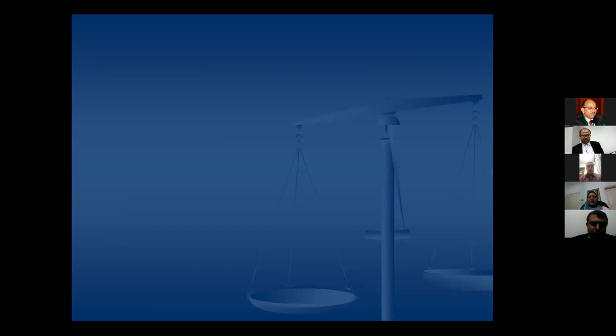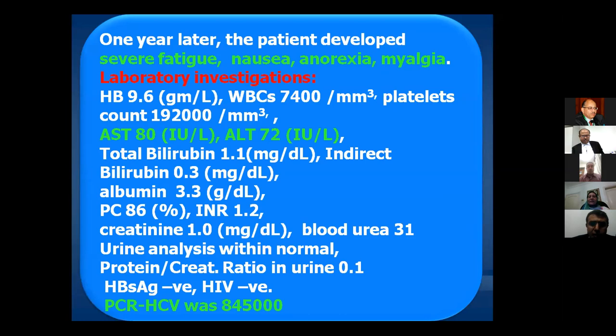1 year later, the patient developed severe fatigue, nausea, anorexia, myalgia. Laboratory and imaging are within normal apart from elevated liver enzymes, about 2-fold AST and ALT. In this situation, we found that PCR for hepatitis C virus became positive again, and this explains, of course, the fatigue and nausea. Of course, these are hepatitis C virus manifestations. This lady should be treated.